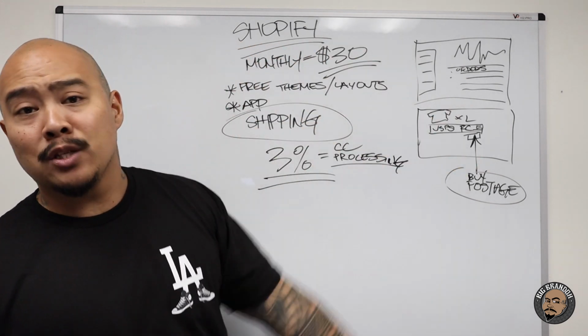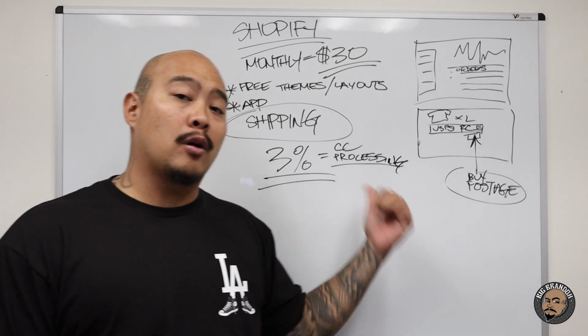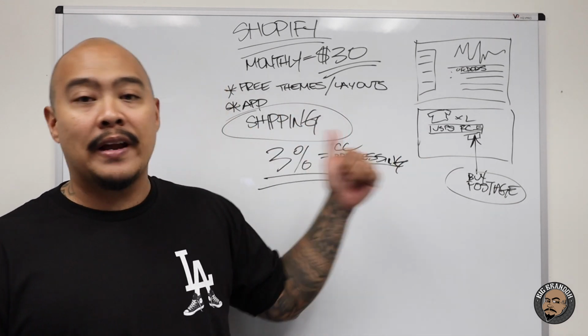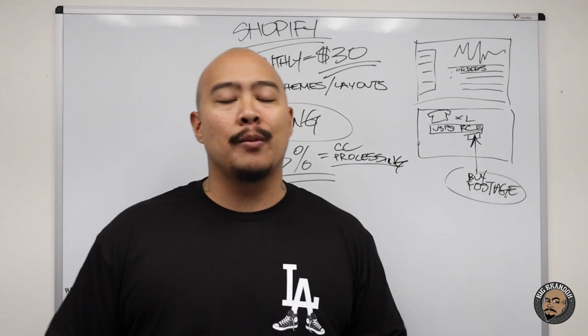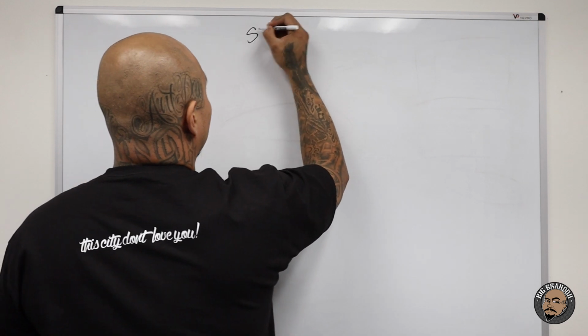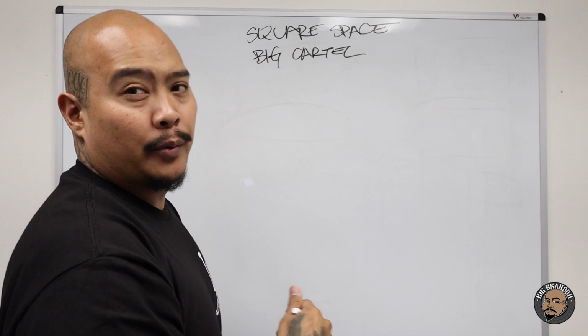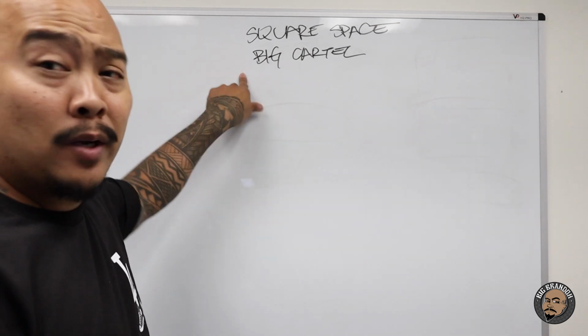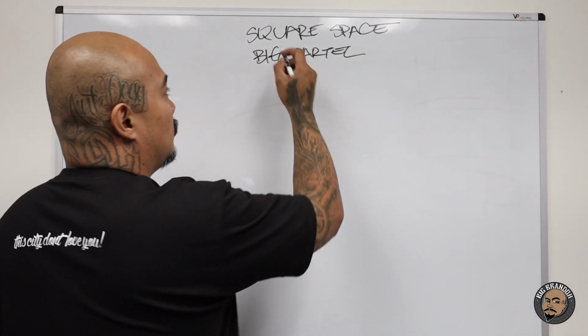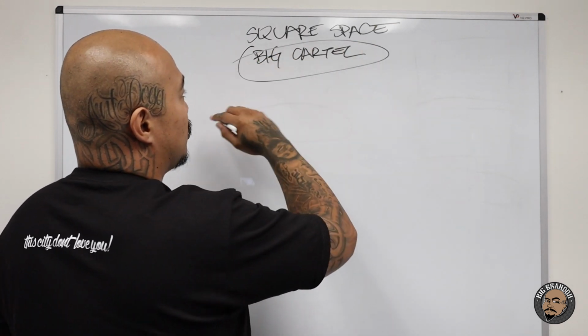So in a nutshell, that's why I use Shopify for the shipping and credit card processing, and it's very, very easy to use. Now let's talk about some other options out there. Like I mentioned before, I've also used Squarespace. I've also used Big Cartel. There's another one, I can't remember exactly what it was, but out of Squarespace and Big Cartel, Big Cartel to me was one of the easier ones to use.